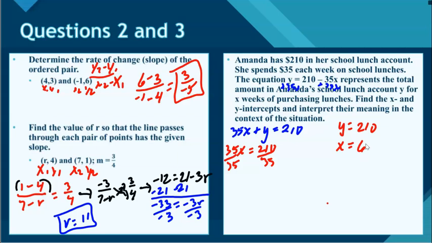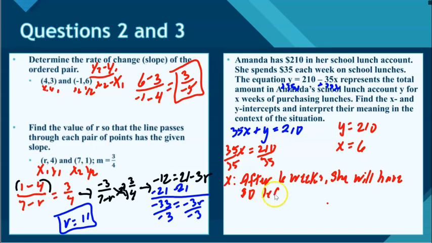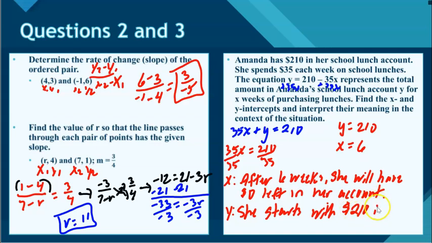Now we have to interpret their meanings. So let's do the x-intercept first. The x-intercept means, and again, our x represents the number of weeks, so after 6 weeks, she will have 0 dollars left in her account. And the y-intercept means that after 0 weeks, she would have $210 in her account. Or you could just write it as she starts with $210 in her account.